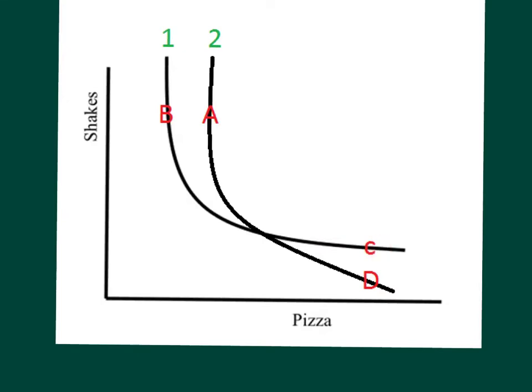Well, if we're indifferent between those two points, how can it also be that we're indifferent between point A and point D? Why is this illogical? Well, because here we're saying B is not as preferred as A, and yet C is more preferred than point D. So how could these two points, B and C, be indifferent between each other, and these two points, A and D, be indifferent between each other, and yet in one case, curve 2 is less preferred than curve 1, and in another case, curve 1 is less preferred to curve 2.